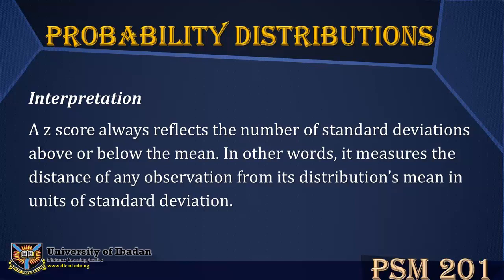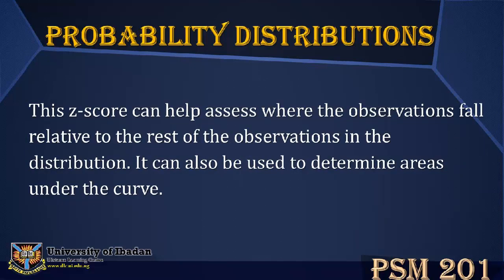Interpretation. A z-score always reflects the number of standard deviations above or below the mean. In other words, it measures the distance of any observation from its distribution's mean in units of standard deviation. This z-score can help assess where the observations fall relative to the rest of the observations in the distribution. It can also be used to determine areas under the curve.